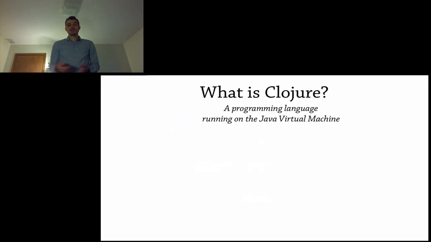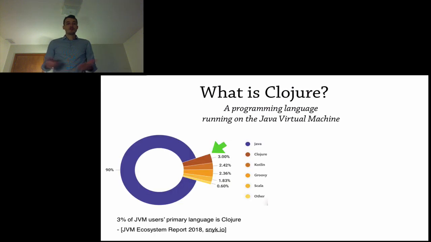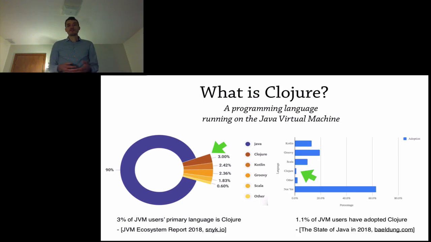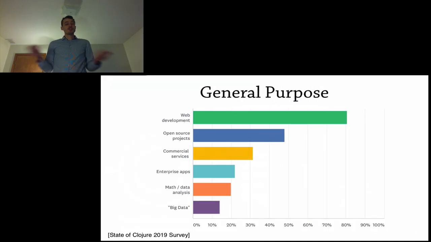So what is Clojure? Clojure is a programming language that runs on the Java virtual machine. According to a couple of recent surveys of JVM users, it's got between 1% and 3% of the market share of JVM users. So it's probably in the top 5 most popular languages on the JVM. It's a general purpose language.